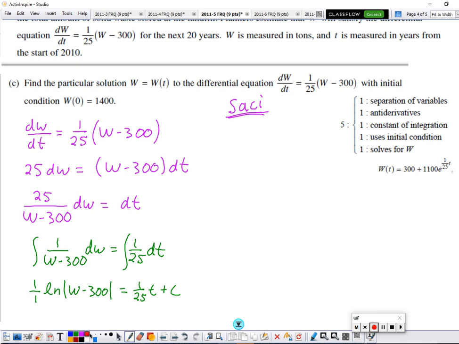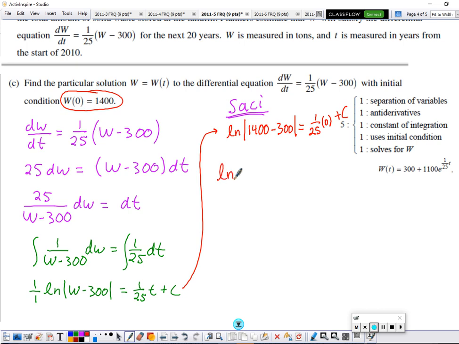Then I want to find the constant, so I use this information to find the constant. So I get natural log, absolute value, 1400 minus 300 must equal 1 over 25 times 0 plus c. So C is the natural log of 1100.